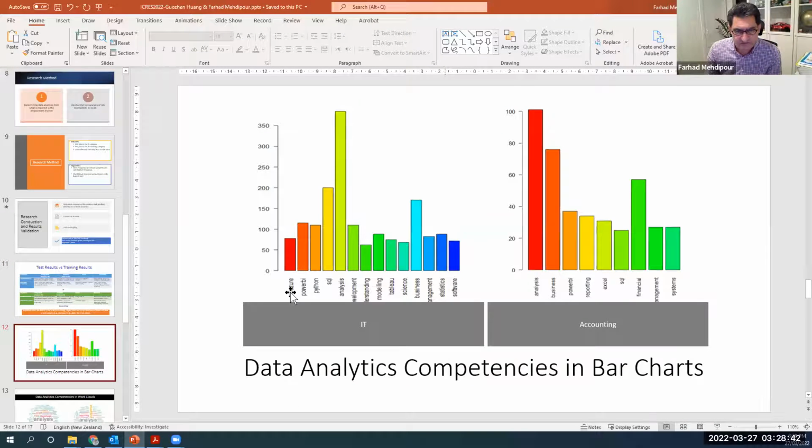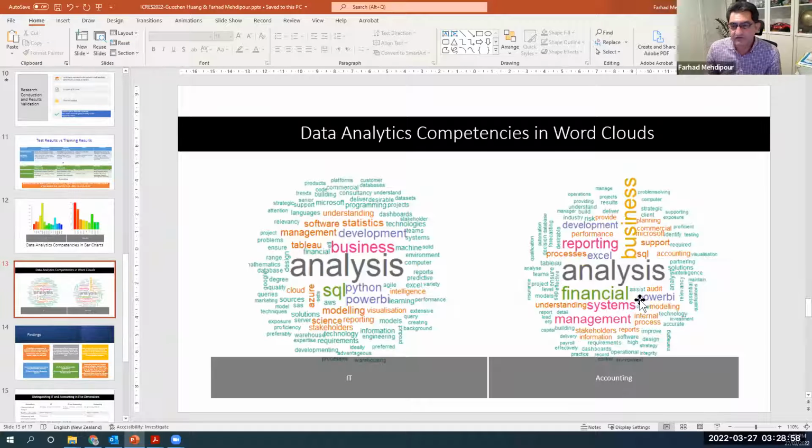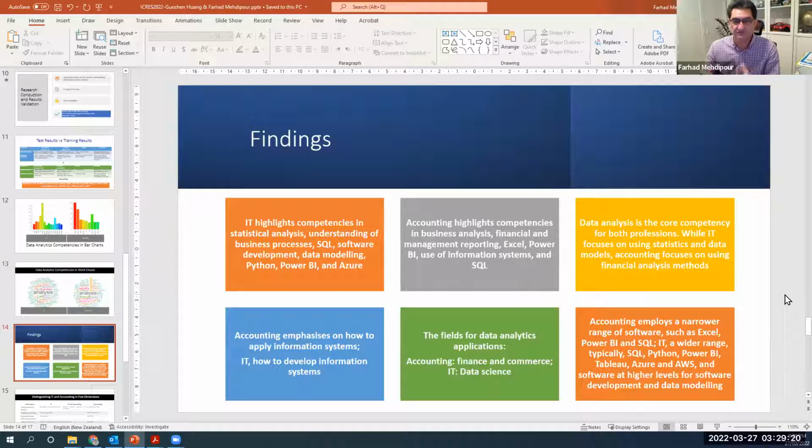Some of the visualizations you can see here are the bar graphs that we created. In IT, we have terms like identify, analysis, SQL, or business. In accounting, analysis and business are the most frequent terms. In the word cloud, you can see that in IT we mostly focus on analysis, business development, software development, Python, SQL. But in accounting, there are other focuses, including analysis plus business, reporting, financial things, and management. So the views are slightly different in the two disciplines, and there are some similarities as well.